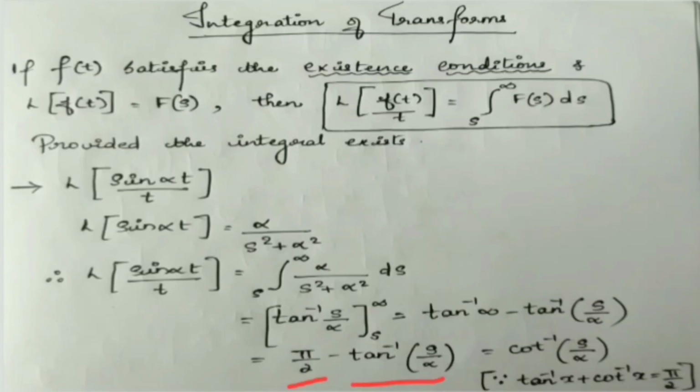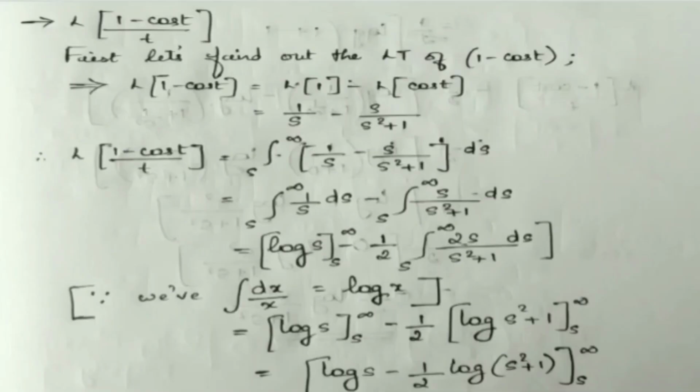Now we have tan inverse x plus cot inverse x equal to pi by 2. Therefore, cot inverse x will be equal to pi by 2 minus tan inverse x. So pi by 2 minus tan inverse s by alpha will be equal to cot inverse s by alpha. So Laplace transform of sin alpha t by t is equal to cot inverse s by alpha.